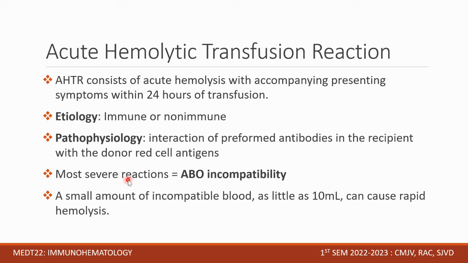So the most severe reaction is ABO incompatibility. If the blood transfused to the patient is ABO incompatible, you will see the reaction immediately. The reaction is rapid, not more than 24 hours. This is the most severe reaction when ABO incompatible. A small amount of incompatible blood, as little as 10 ml, can cause rapid hemolysis right away.